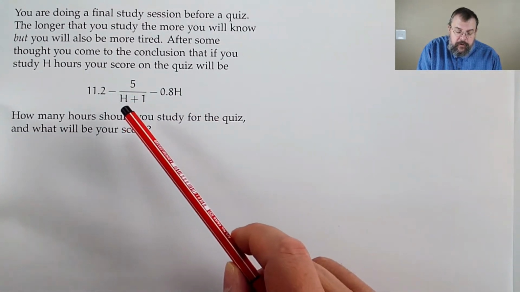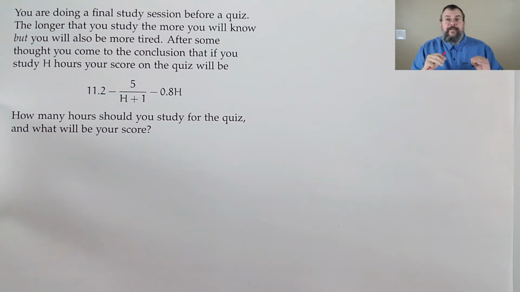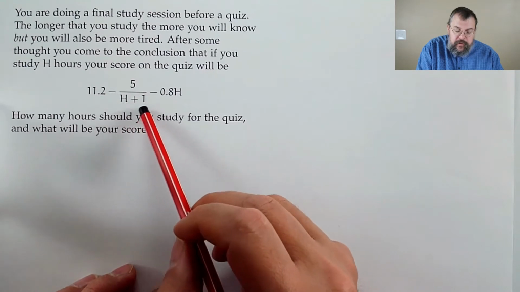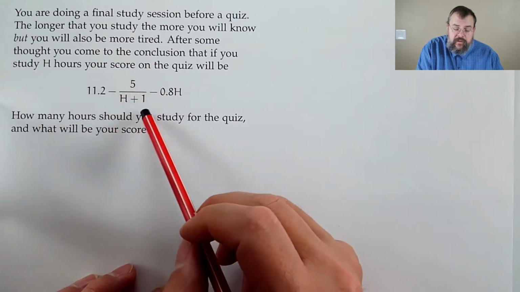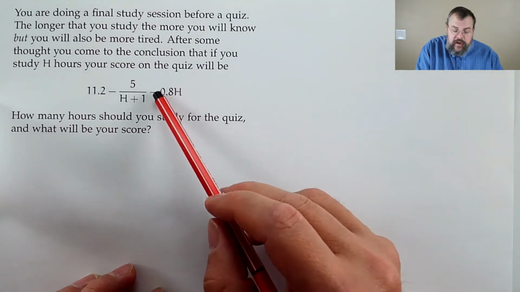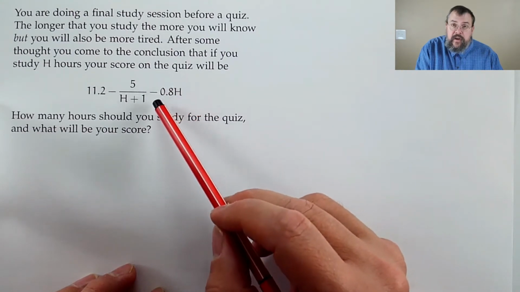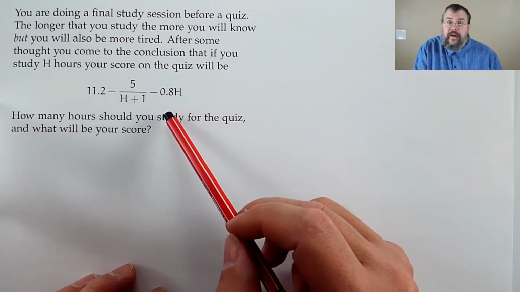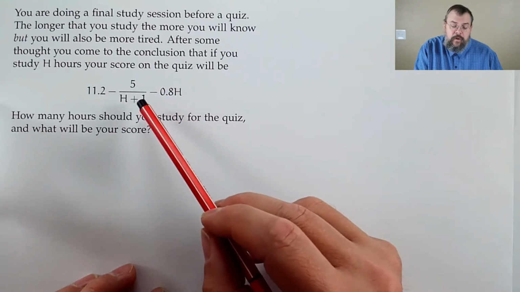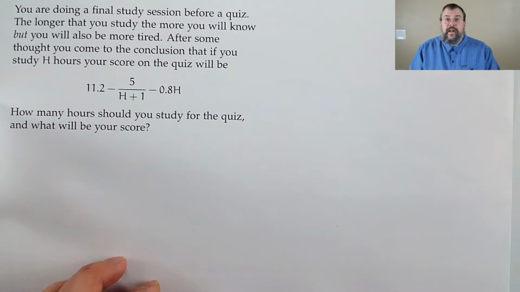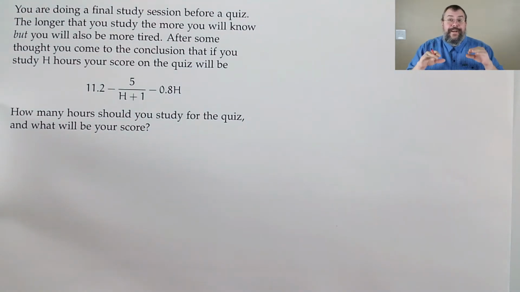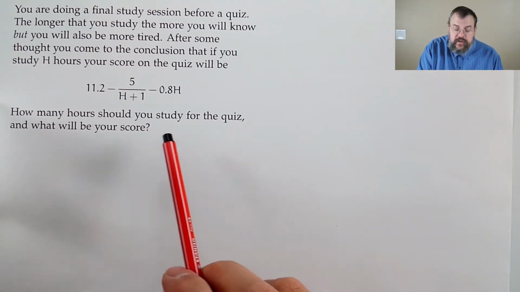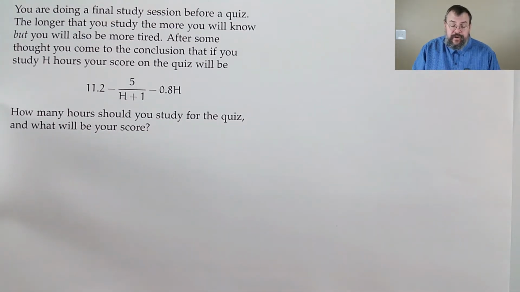So essentially, what happens here, if you can think about what the effects are. This effect is I'm going to know more if I study more. I'll know less if I study less. This effect is I'm going to be tired if I study more, and I'll be less tired if I study less. And so we say, aha, each one of these has an effect on my overall score. So let's find that nice balance. How many hours should you study for the quiz, and what will be your score?